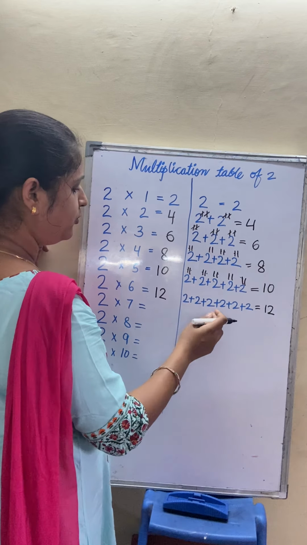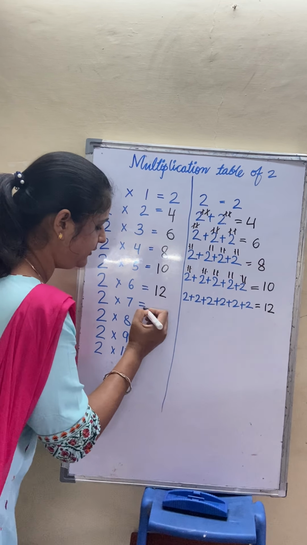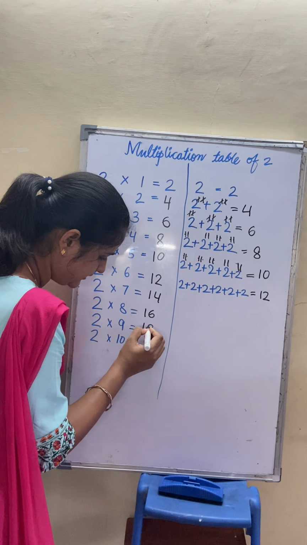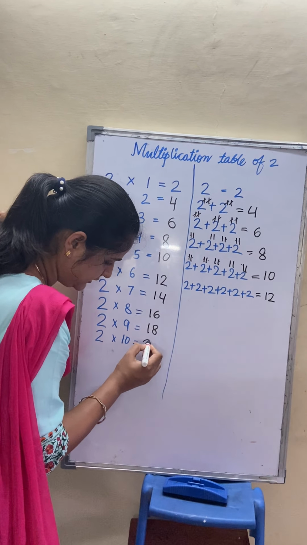2 ones are 2, 2 twos are 4, 2 threes are 6, 2 fours are 8, 2 fives are 10, 2 sixes are 12, and if you are going to solve further, then the result will be 2 sevens are 14, 2 eights are 16, 2 nines are 18, 2 tens are 20.